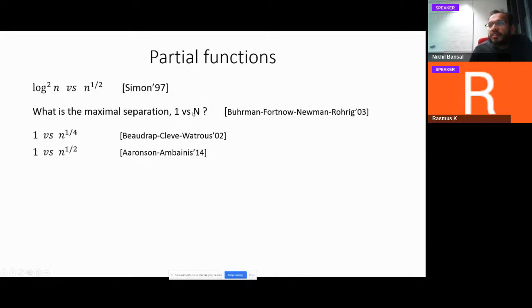Maybe I should say, when I write n, of course I'm ignoring constants, so n should really be thought of as omega of n and so on. So when I say 1, it really is 1, but when I say n to the 1/4, it's omega of n to the 1/4. So this question motivated this field, and the best known gap until a few years ago was 1 versus root n, by Aaronson and Ambainis.